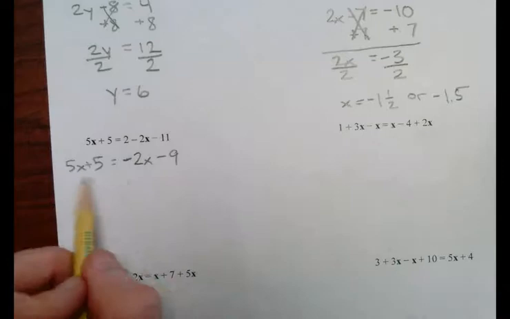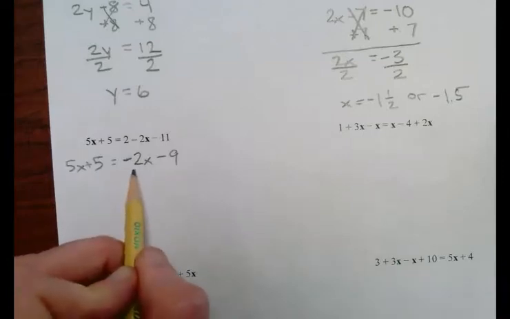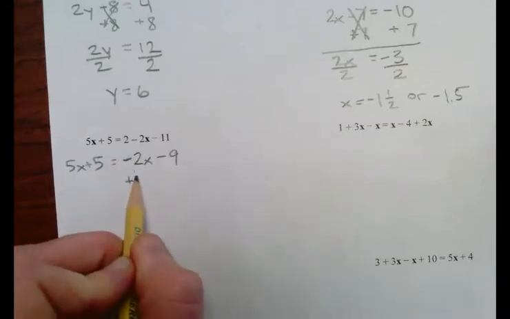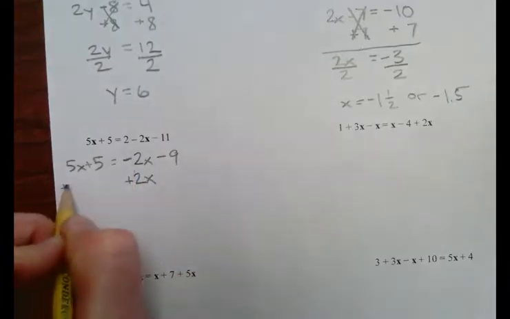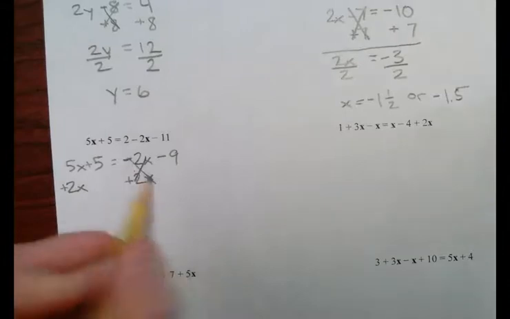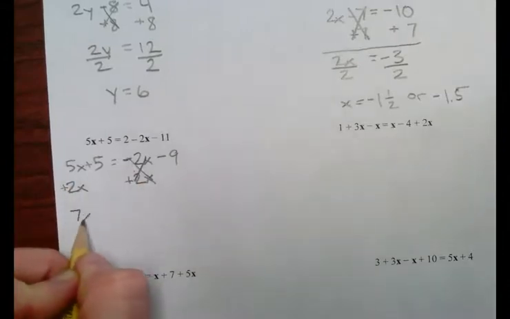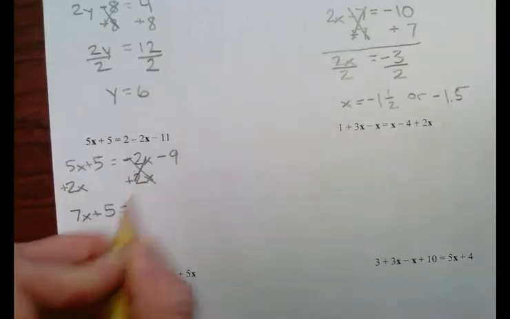So now we got to get x on one side. So I could either create a zero pair here or here. I don't really like negatives, so I'm going to add 2x to the side to create a zero pair. So I'll add 2x here. 7x plus 5 equals a -9.